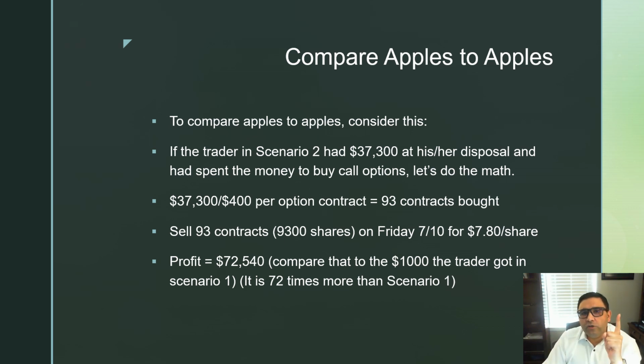Now we already said that one call option was $4 per share, or for one contract was $400. So now this trader has $37,300. If he pays $400 for one contract, he can buy 93 contracts. Now on Friday, when he's going to sell his contracts for $7.80 per share, the amount that he will generate from selling the 93 option contracts will be $72,540. Now compare that to the $1,000 the trader got in scenario 1. This is 72 times more than scenario 1. If that's not eye-opening, I have never seen anything so remarkable like that ever.